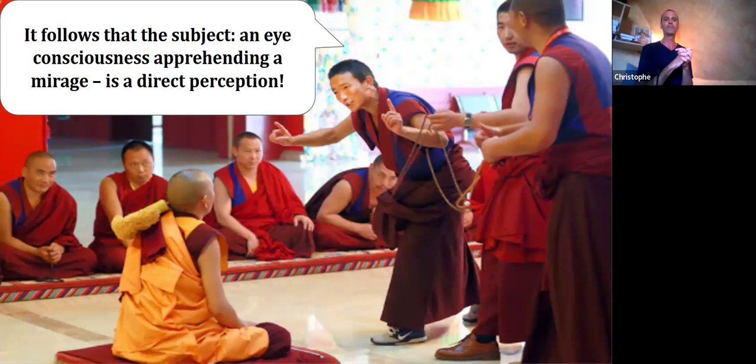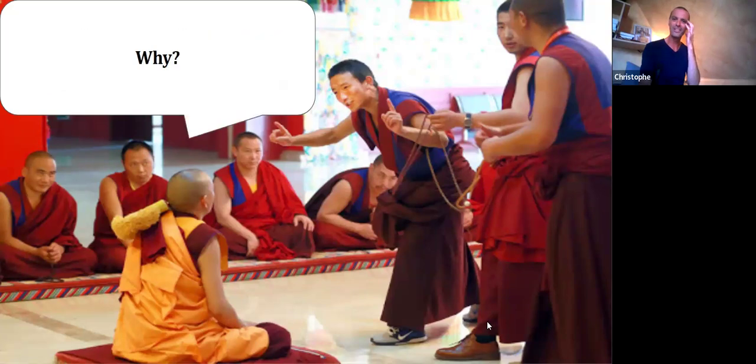So it follows that the subject, an I consciousness apprehending a mirage, is a direct perception. In Tibet House, we would say accept, and in the FPMT, we would say why. Because in Tibet House, direct perception means non-conceptual consciousness, a cognition which is free from conceptualization. But if we follow Yunzin Purbuchok, then we have to say why.